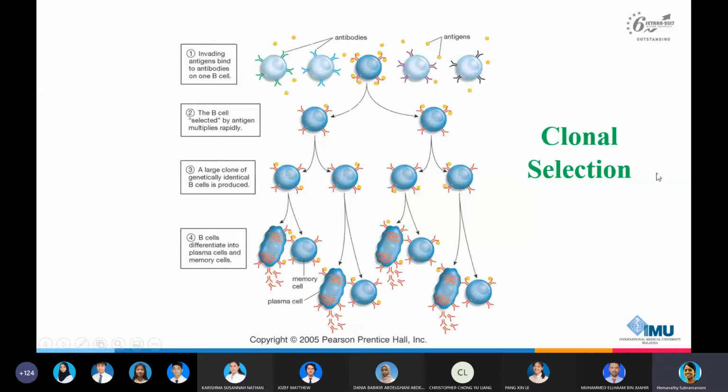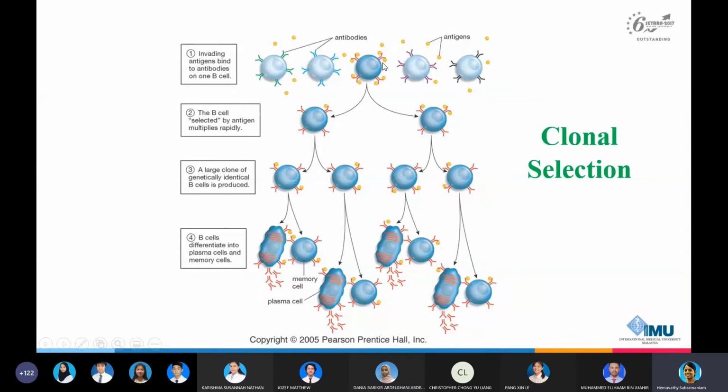Okay, let's say you have B cells here. You have your antigens. In this case, it's yellowish orange. These are your antigens and these are your antibodies. The invading antigen will bind to antibodies on one B cell. So if you see here, this is the B cell whereby the antigens are binding to it. The rest, no. So this is a specific B cell which has the antigen recognition for this particular antigen. So that is why it can bind here.